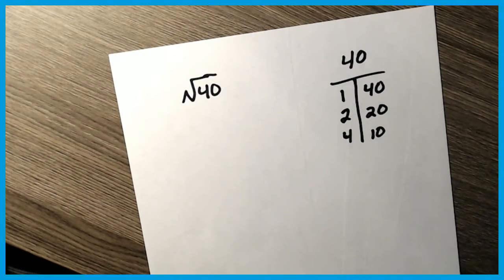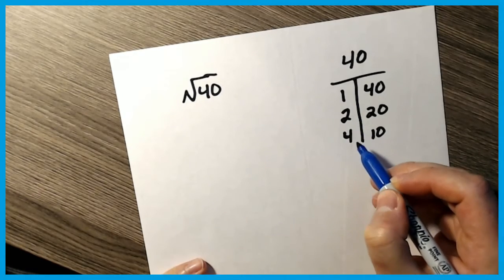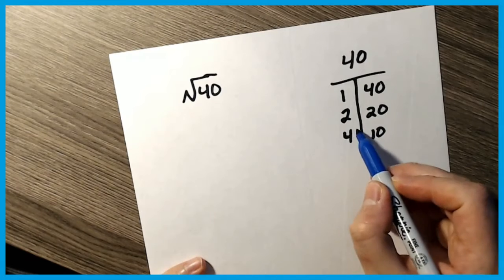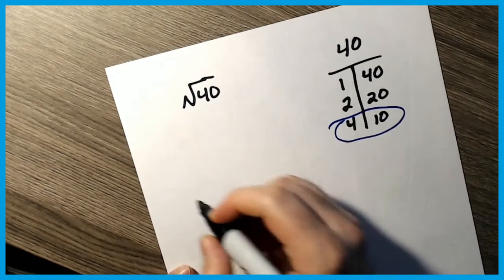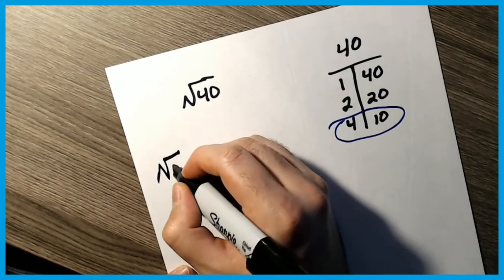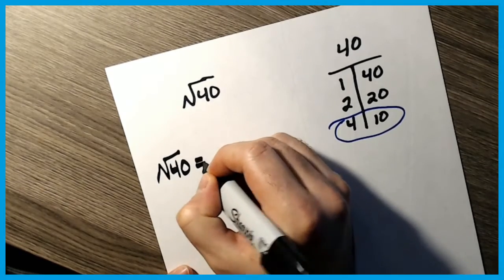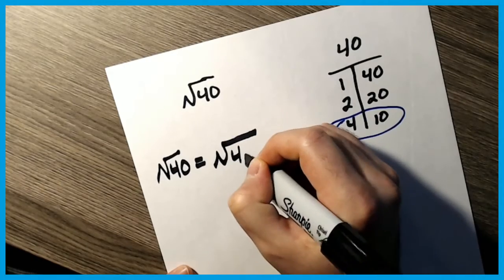So looking down my list of values, I realize 4 is a perfect square, meaning I can take the square root of 4. It's 2. So I'm going to focus in on that row right there. Just follow along with what I do. The square root of 40 is the same thing as saying the square root of 4 times 10.